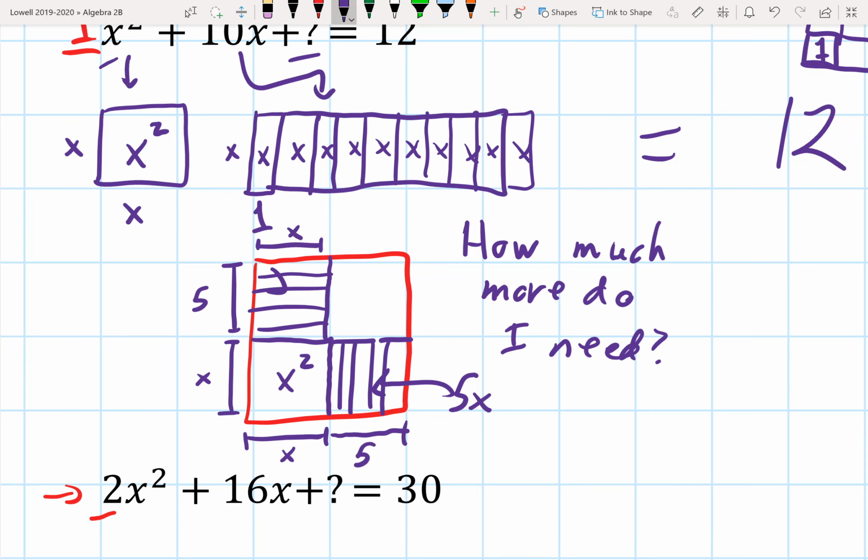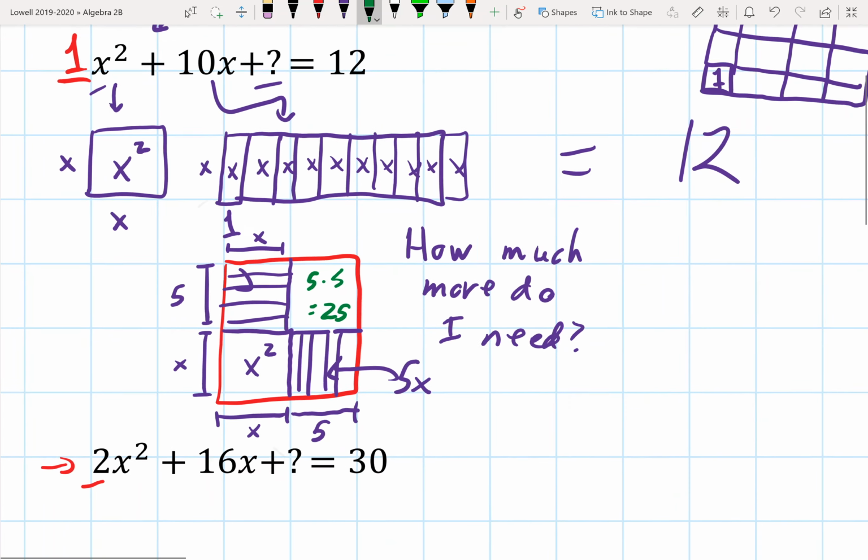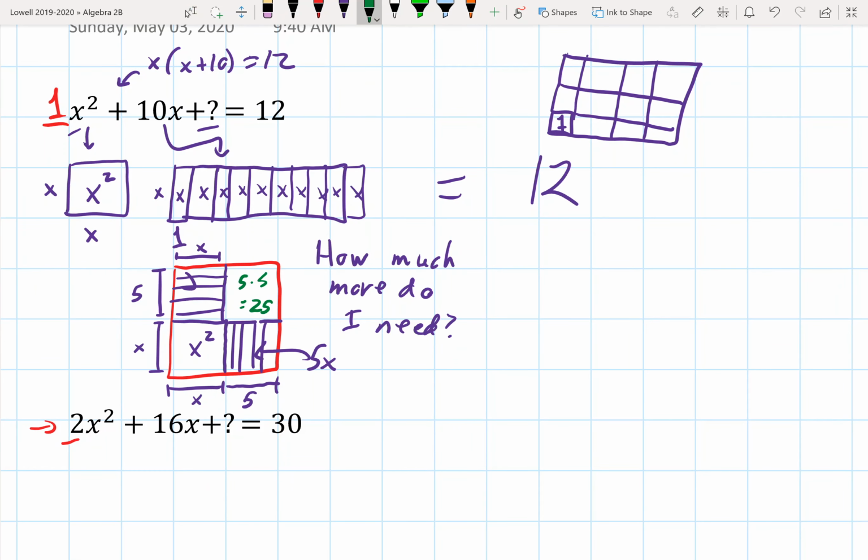So what we are looking at inside here is a square with dimensions 5 by 5. And so that would be 5 times 5, so I need to add in 25. So that's what I'm going to do, I'm going to add in a plus 25. Now this is still an equation that we're working with.